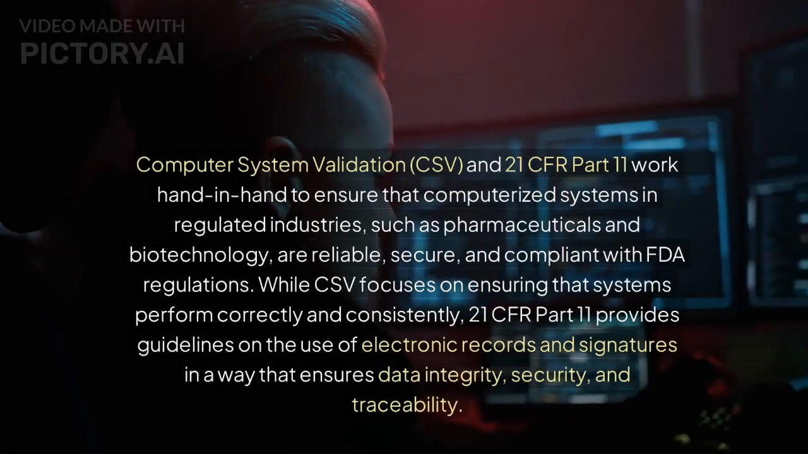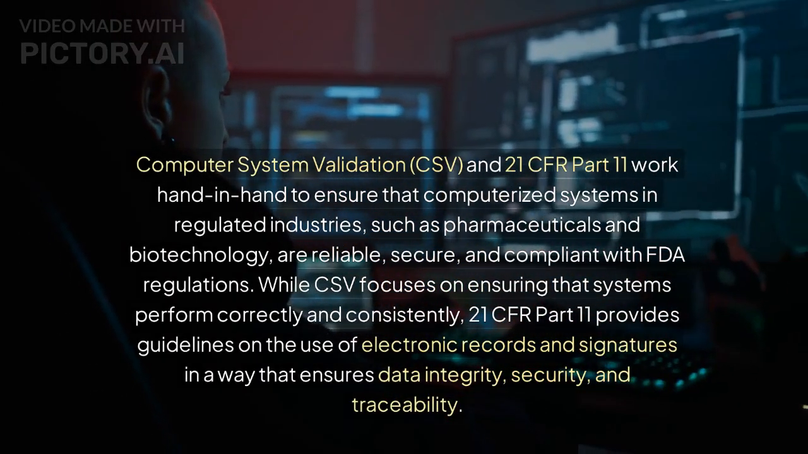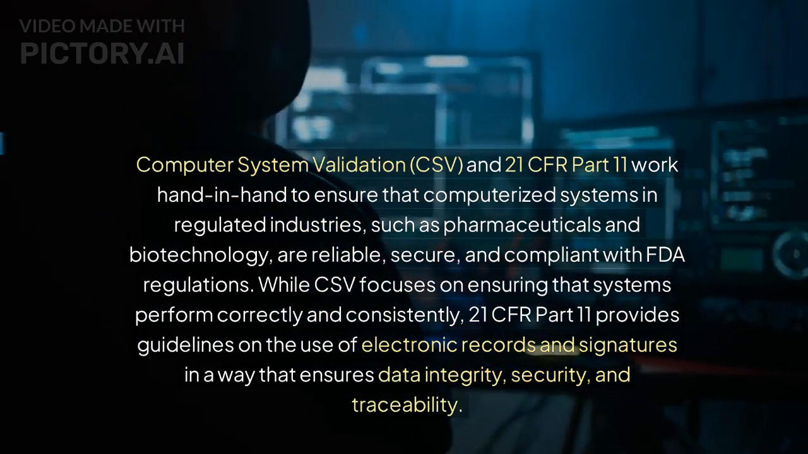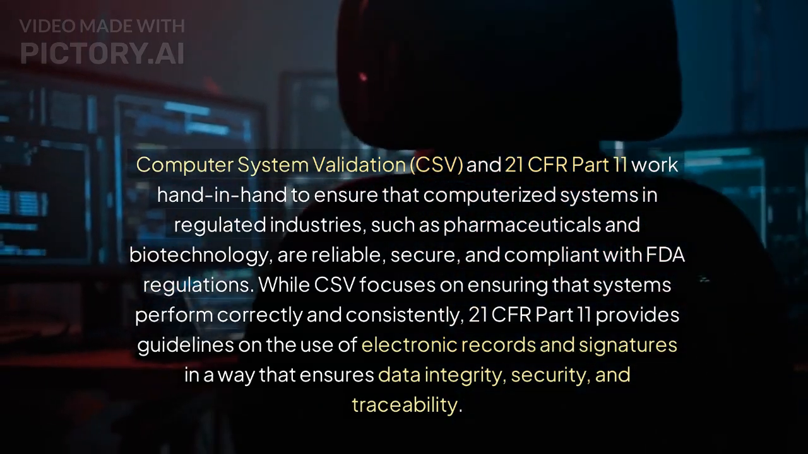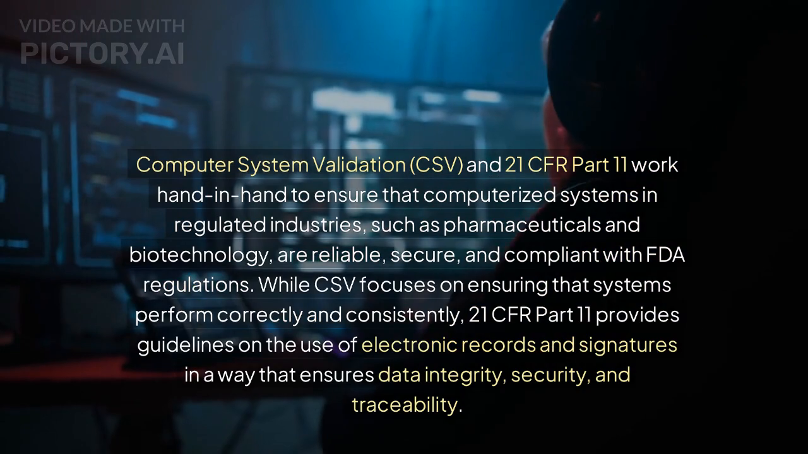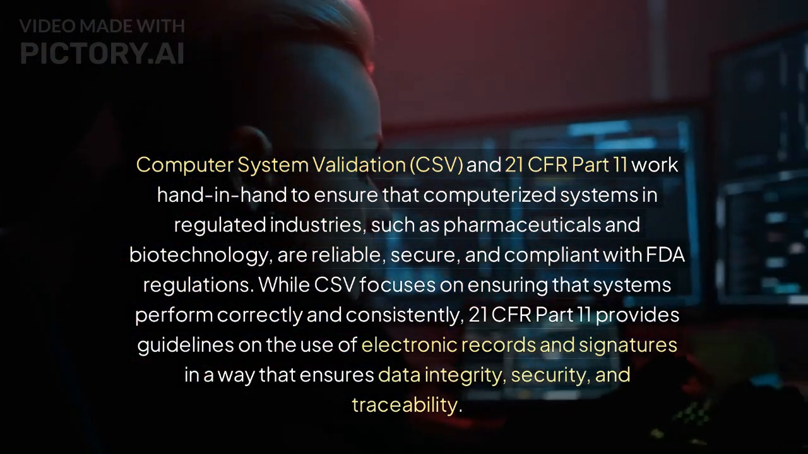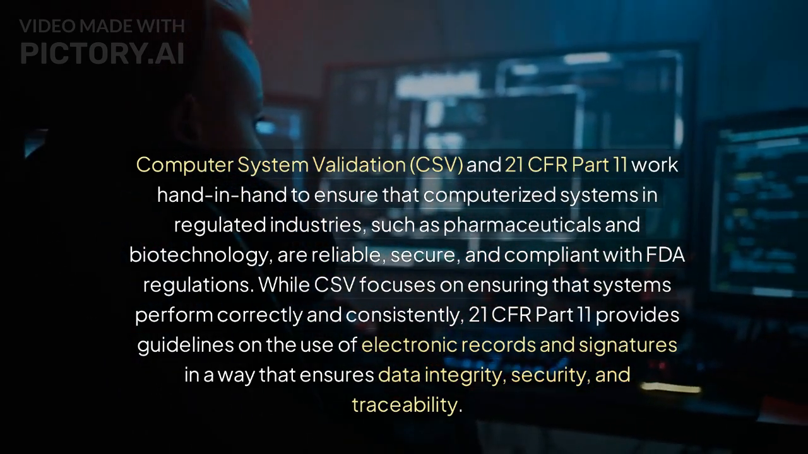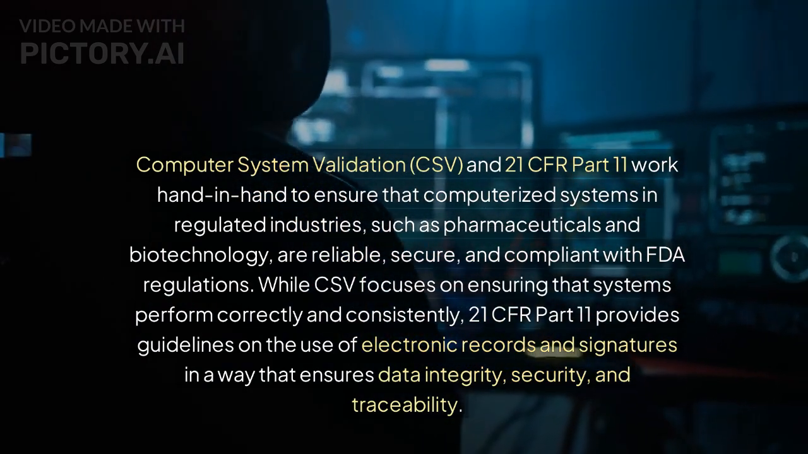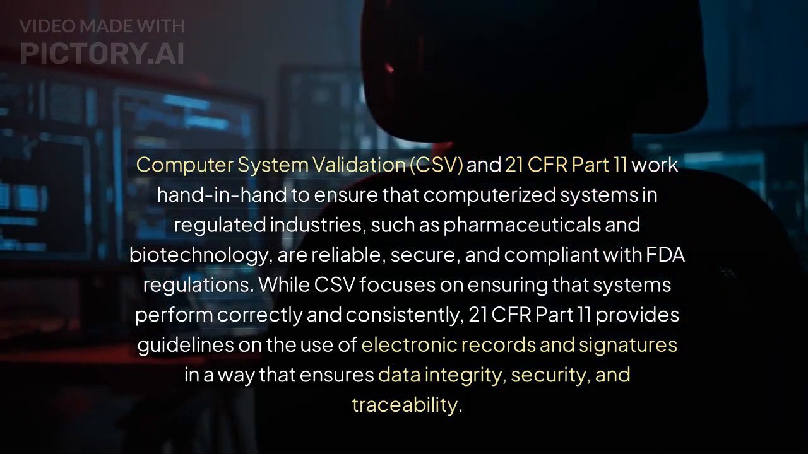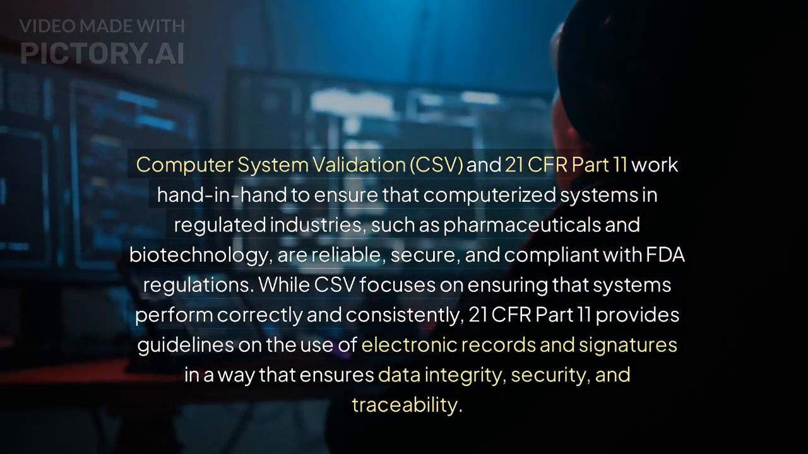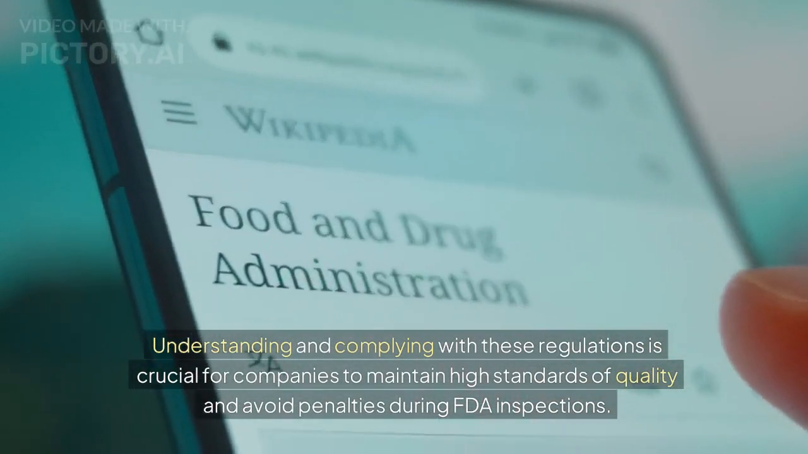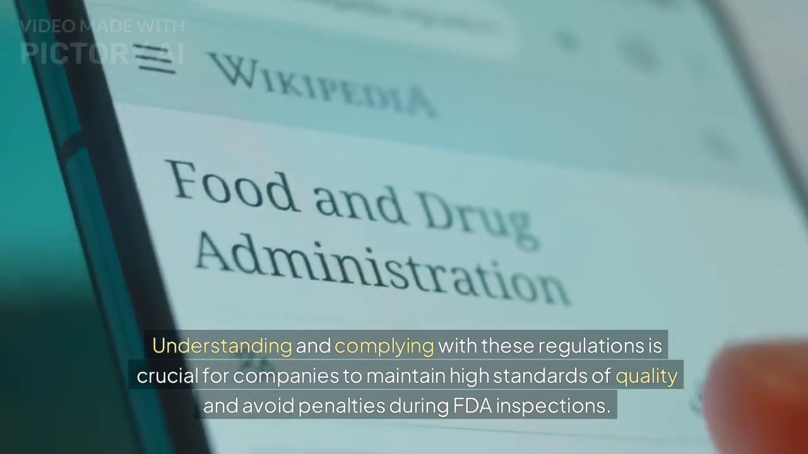Conclusion. Computer system validation, CSV, and 21 CFR Part 11 work hand in hand to ensure that computerized systems in regulated industries, such as pharmaceuticals and biotechnology, are reliable, secure, and compliant with FDA regulations. While CSV focuses on ensuring that systems perform correctly and consistently, 21 CFR Part 11 provides guidelines on the use of electronic records and signatures in a way that ensures data integrity, security, and traceability. Understanding and complying with these regulations is crucial for companies to maintain high standards of quality and avoid penalties during FDA inspections.